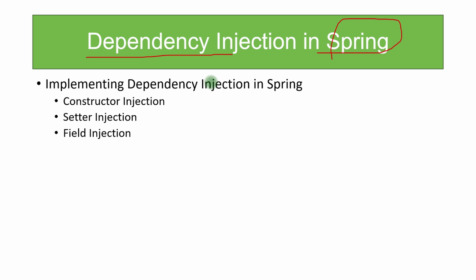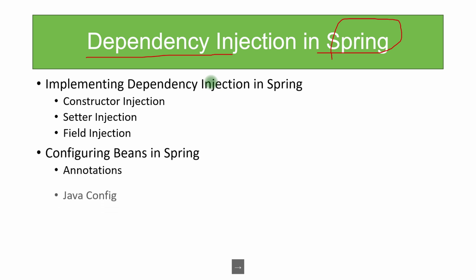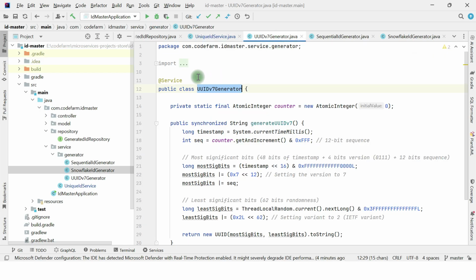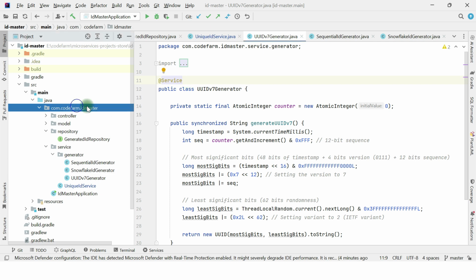Basically we saw that, configuring these beans in Spring, there are different ways: annotations, Java config, and XML config. One we already saw. This is one of the ways: with @service, the instance gets created. But there is another way also. Let me show you that.